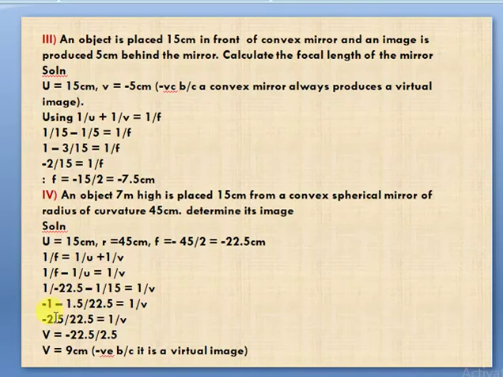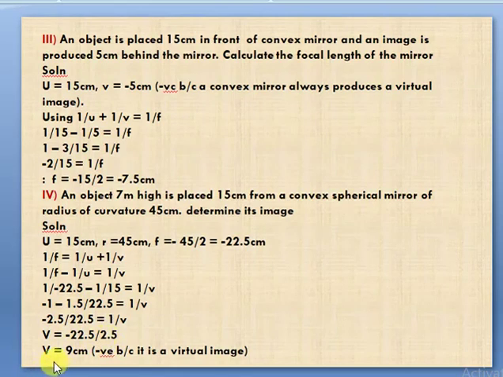Then let's go. You have 22.5 into 22.5. It will give you 1. Then 1 times 1 will give you 1. That is minus 1. Then minus 15 into 22.5 will give you 1.5. 1.5 times 1 will give you another 1.5. So I have minus 1 minus 1.5, and that will give me minus 2.5 all over 22.5, and that is 1 over v. So what is my v? My v becomes minus 22.5 all over 2.5.